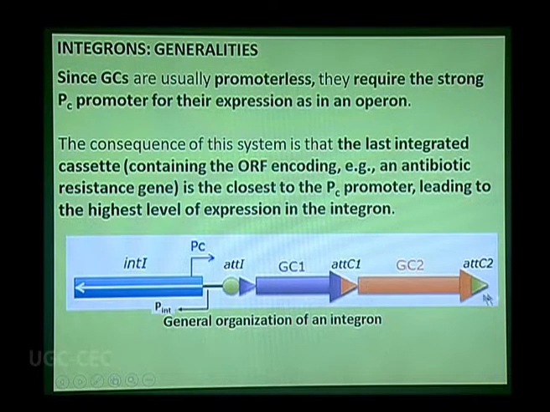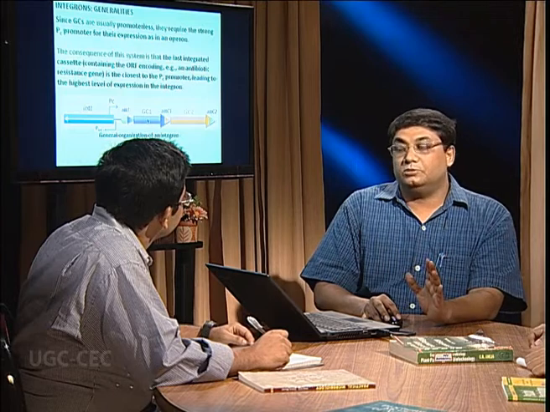I mean, it can be many more. Here only 2 are shown. So just like operon system, the gene cassette closest to the PC will express its ORF at the maximum level. That is one important criteria of the system.